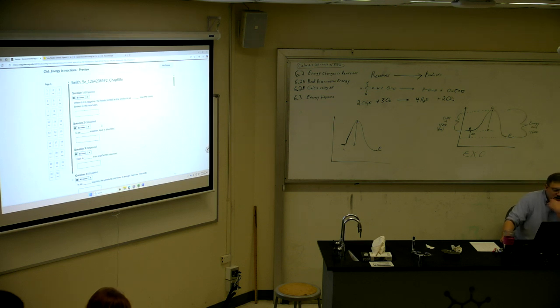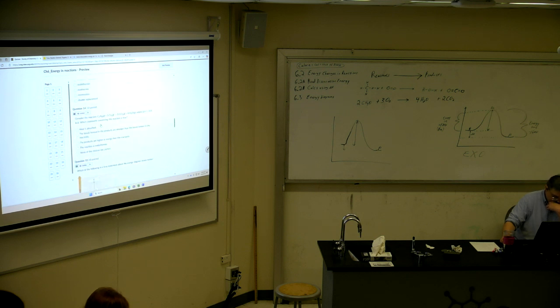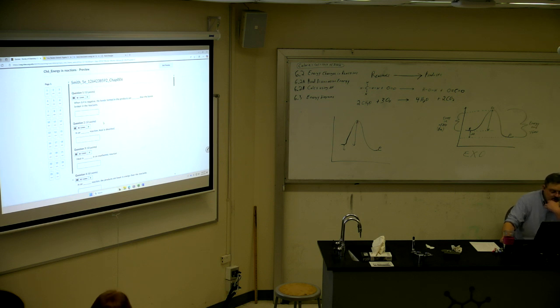I put a bunch in here that are fill in the blank, but there's a fair amount here, and it just kind of covers all this information. It's kind of repetitive. When delta H is negative, the bonds formed in the products are blank than the bonds broken in the reactants. What do you think that is? This one is stronger versus weaker.